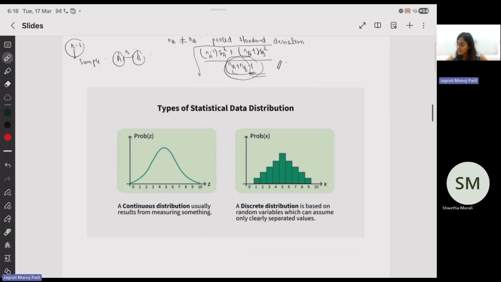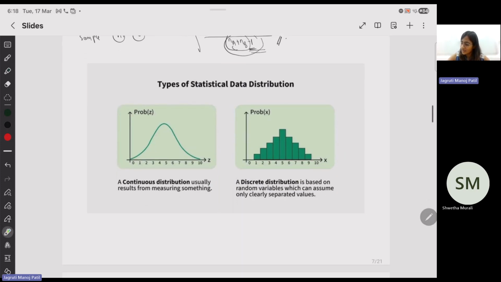And then after that, we have the statistical distributions. Okay. So here you have something called a continuous distribution, which is measured from your data set. Whereas a discrete one is dependent on a variable, and that variable can accept some different, separate values.